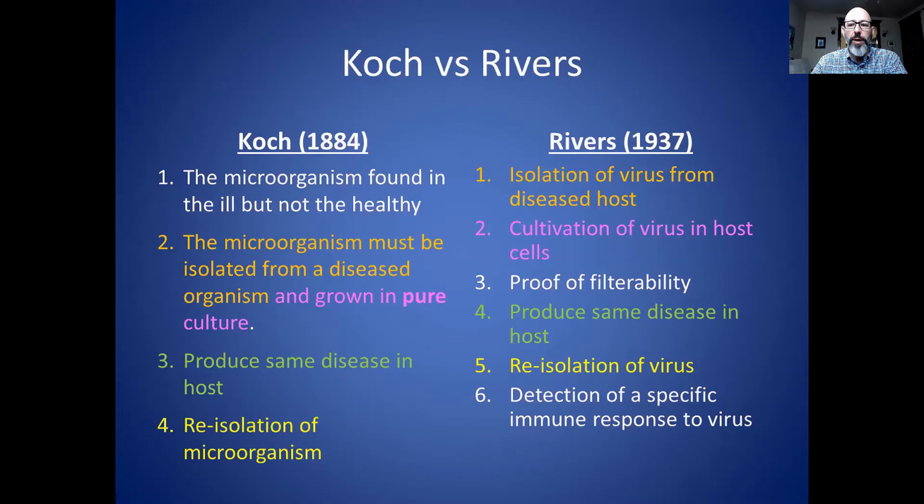Because if you can't find a virus in a sick person with the disease that you're looking at, then how can you really say that it causes that disease? However, I'm going to give it a pass because they're using the Rivers criteria, so I will apply the Rivers criteria. And you can see that it definitely requires isolation of the virus from a diseased host, just like Koch's criteria.